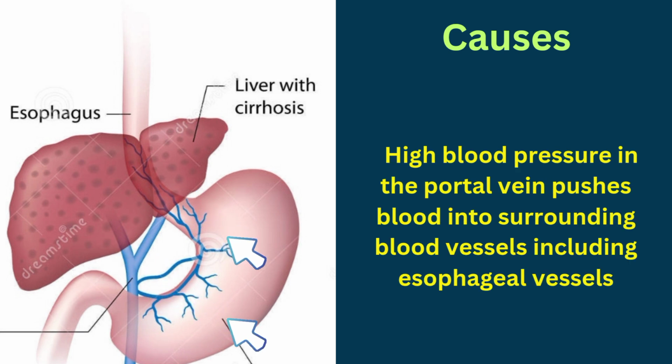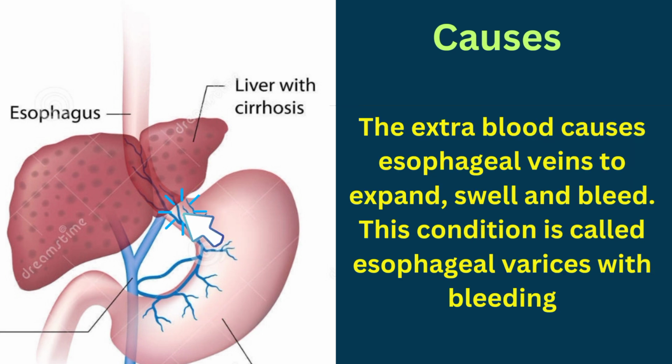High blood pressure in the portal vein pushes blood into surrounding blood vessels, including esophageal vessels. The extra blood causes esophageal veins to expand, swell, and bleed. This condition is called esophageal varices with bleeding.